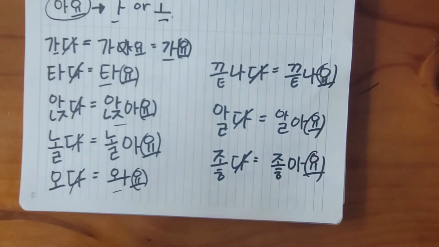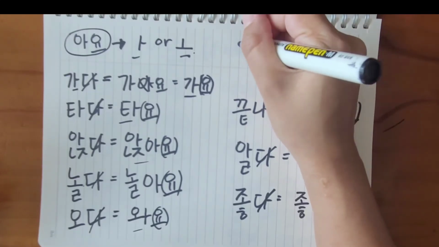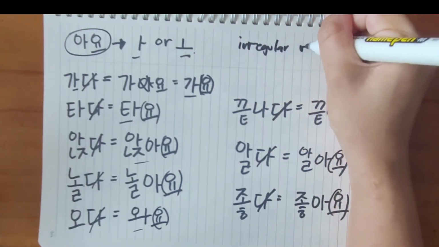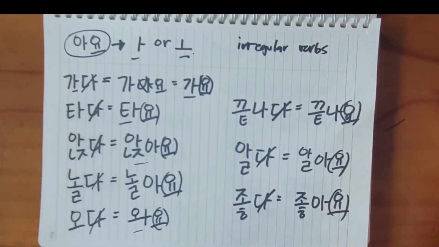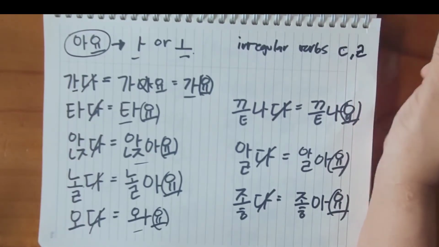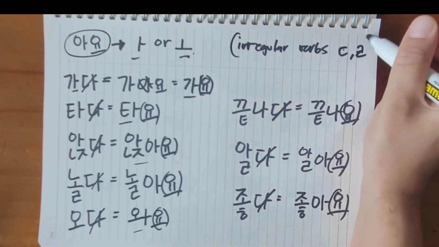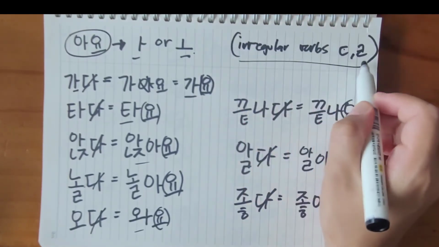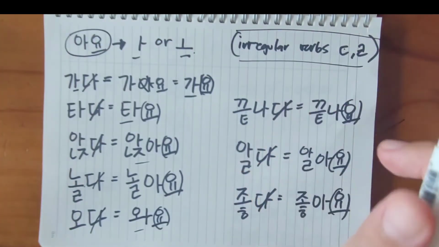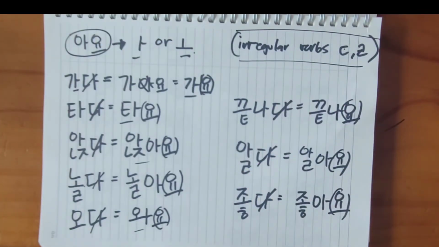And meron ding ibang way, like for example, sa mga irregular verbs. So for irregular verbs, meron ding ibang rule doon. But ito muna yung sa ngayon, and maybe this one is for the next video na lang natin.